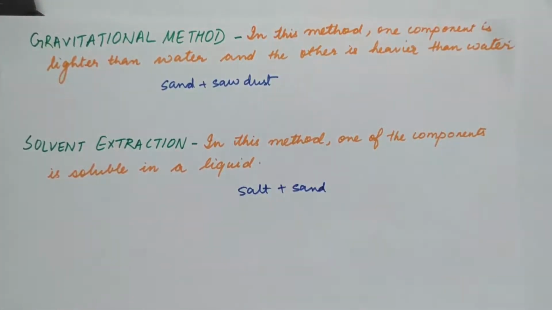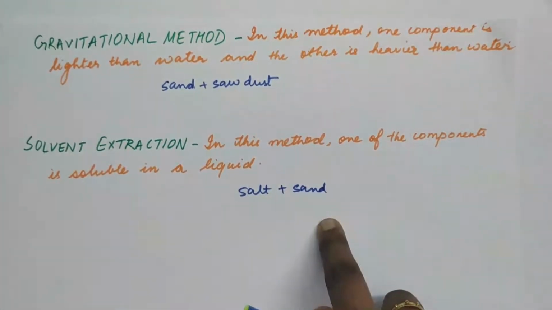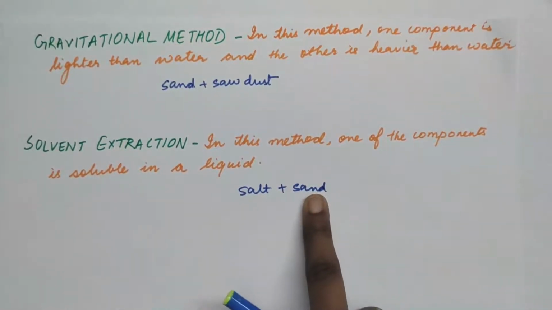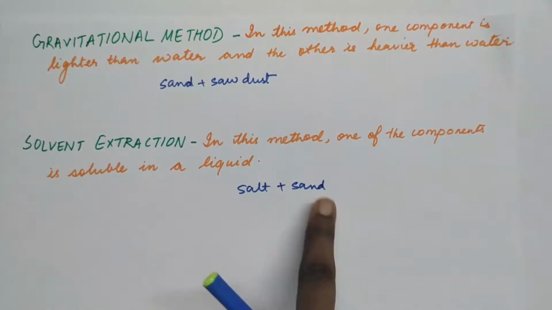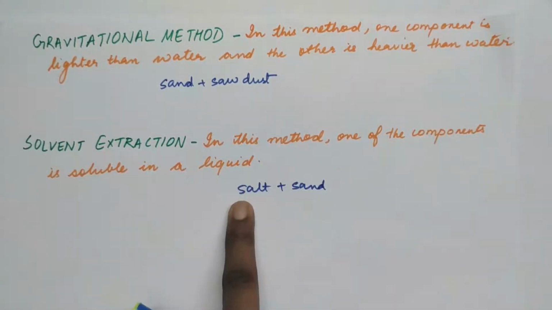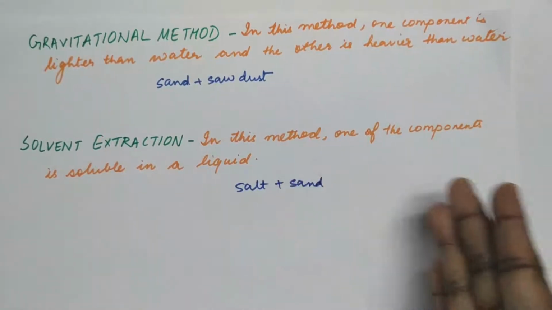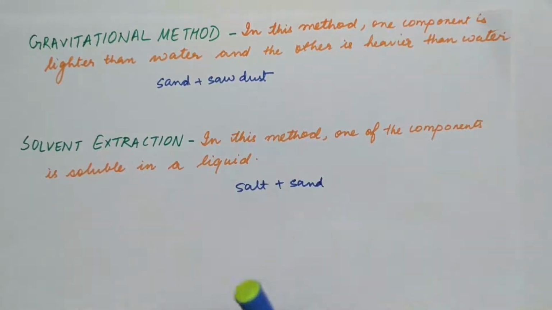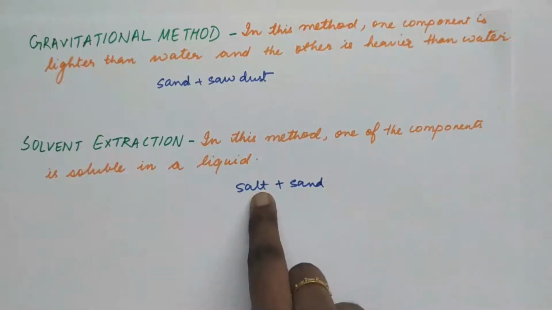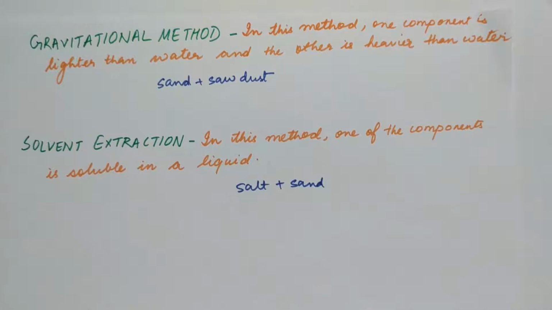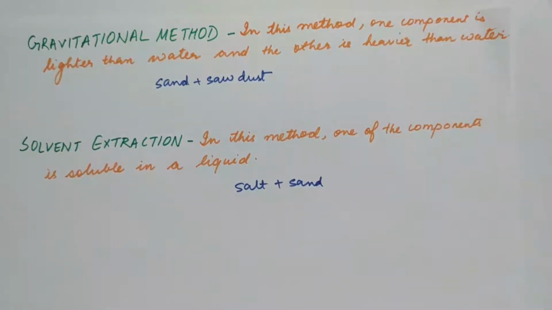When we talk about sand and salt, you know that salt dissolves in water, but sand will not dissolve in water. So once the salt is dissolved in water, the water becomes salty and the sand can be removed easily. Now the salty water can be put to evaporation. The water will evaporate and we can get back the salt. So that method is known as solvent extraction. These were the methods for solid-solid separation.